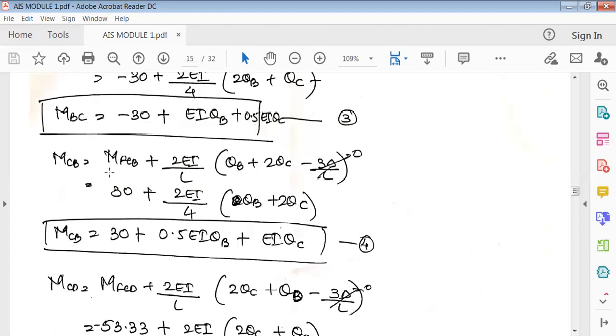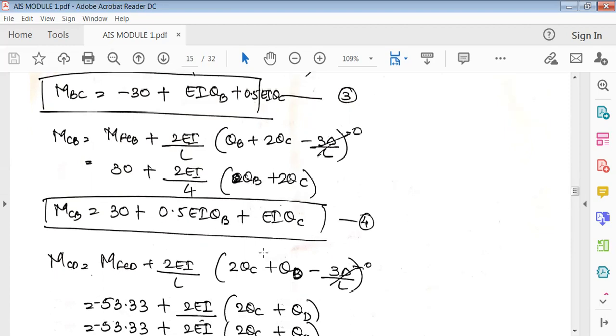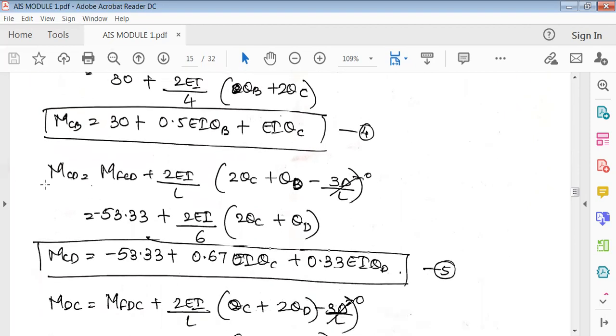So MCB is equal to MFCB plus 2 EI by L. Then first, as usual, write the sequence: theta B first, theta C next. But theta C is the first term here, so you have to multiply it by 2. So theta B plus 2 theta C minus 3 delta by L. Again, this becomes 0, but it is actually very important to write this formula also. Then you're left with 30 plus 2 EI by 4 into theta B plus 2 theta C. So 30 plus 0.5 EI theta B plus EI theta C. So this is equation number 4.